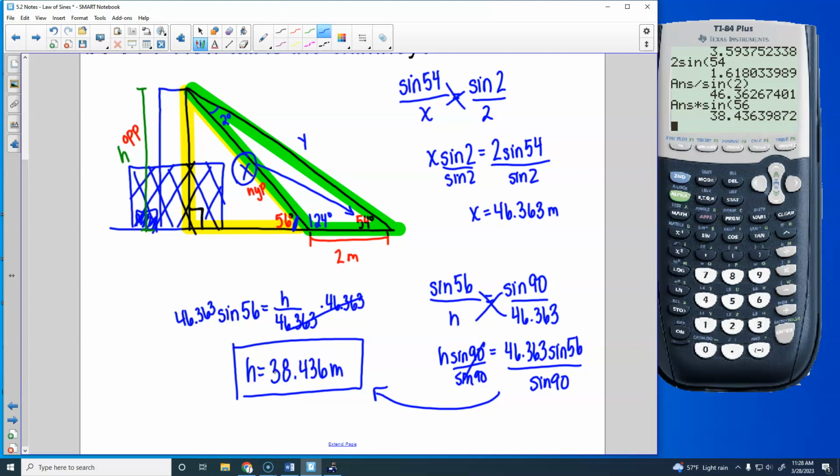Okay, questions? Now, we're going to do some more of this application stuff, but your homework tonight is just triangles. So you won't have those that you got to set up like this tonight.